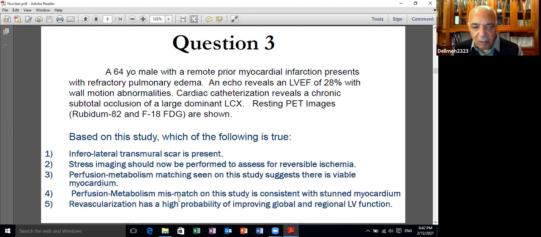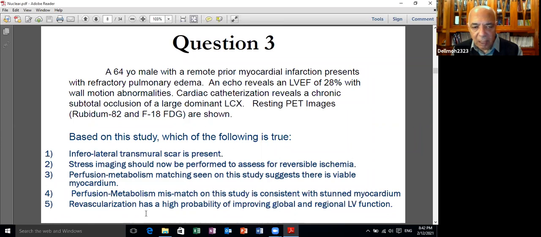Perfusion metabolism mismatch. This is the correct answer on this study. Mismatch, perfusion metabolism mismatch in this study is consistent with the stunned myocardium. As I told you, in a stunned myocardium, perfusion is intact, metabolism is intact, but the myocardium is hypokinetic. So here there is a mismatch, but we have no idea about what the myocardium is doing. There is no real time.